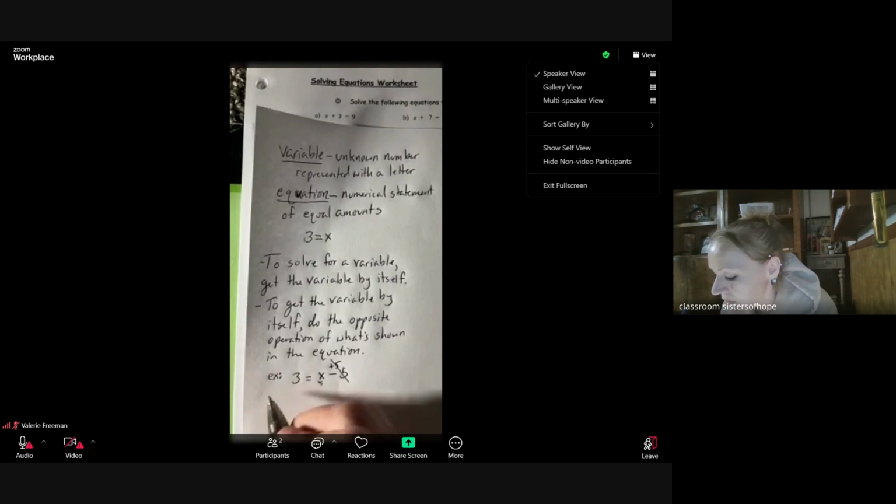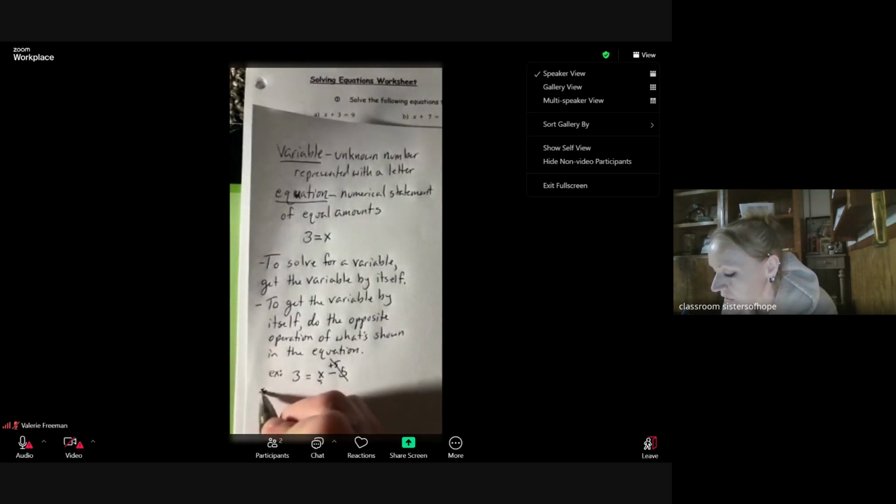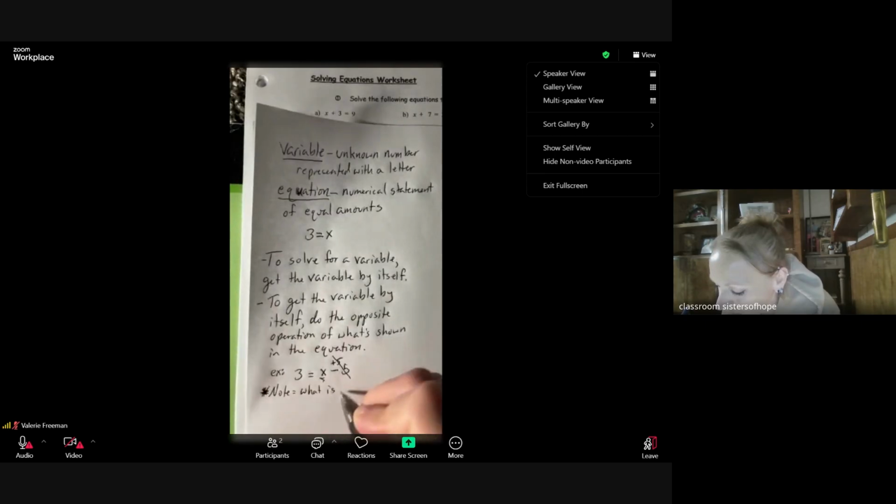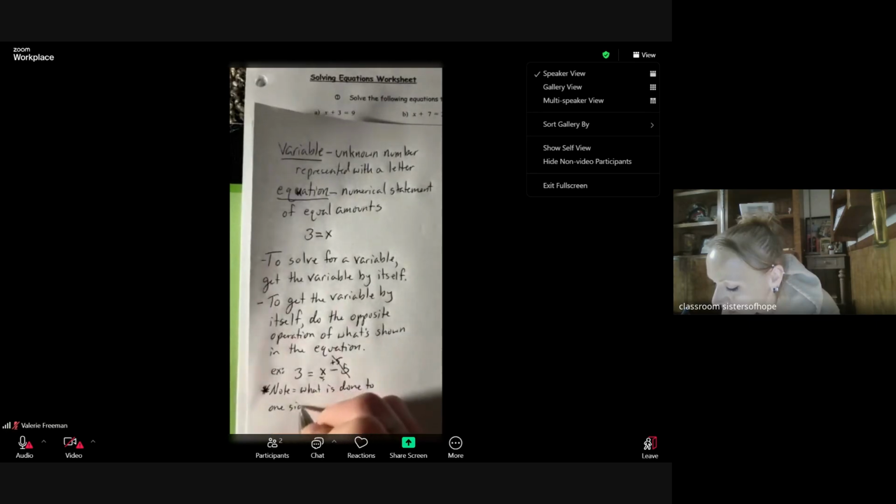But this is extremely important. We're going to do a big note here. Note: what you do to one side, or what is done to one side, must be done to the other.